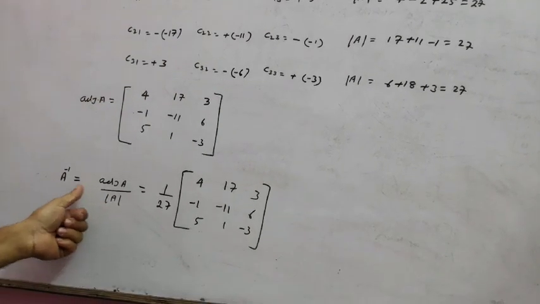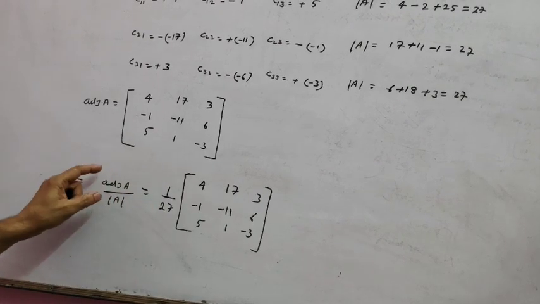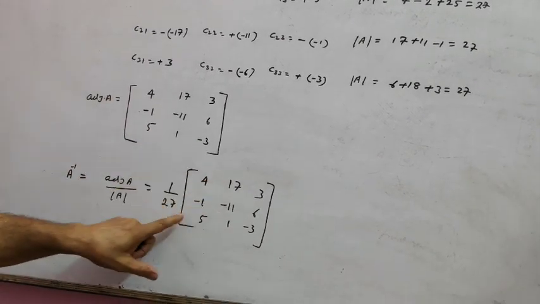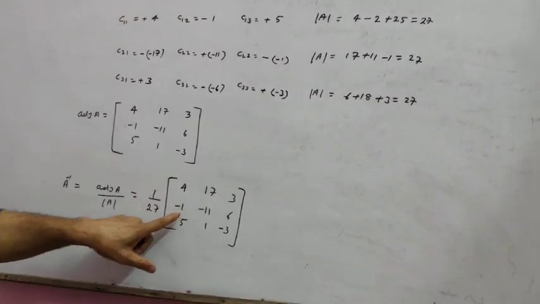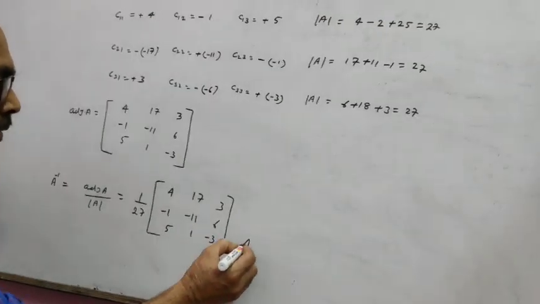So therefore A inverse equals adjoint A by determinant A, which means 1 by 27 into adjoint A. The value of adjoint A is this: 4 17 3, minus 1 minus 11 6, 5 1 minus 3. This is the answer for A inverse.